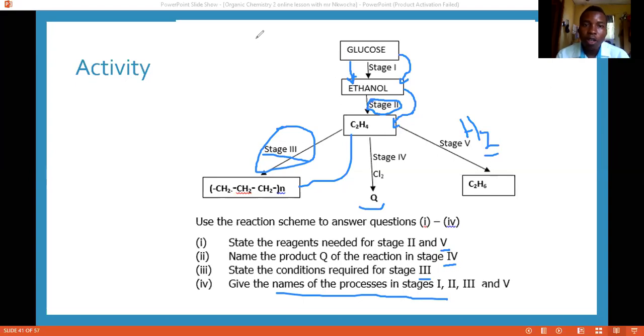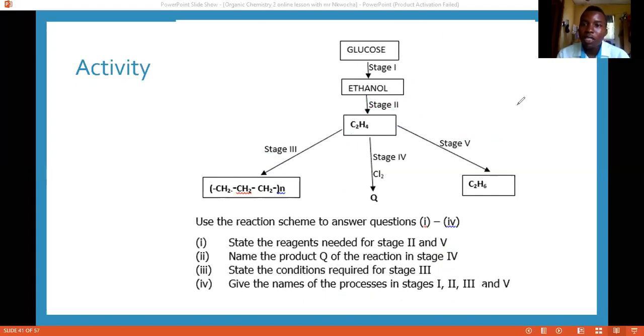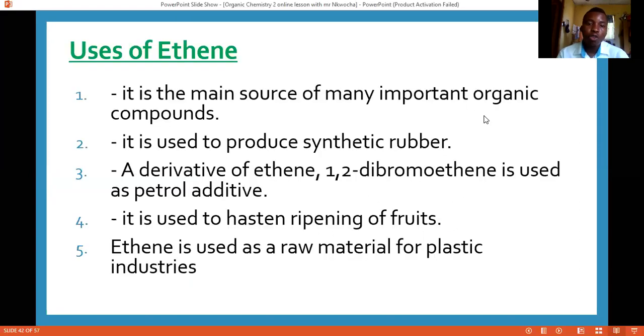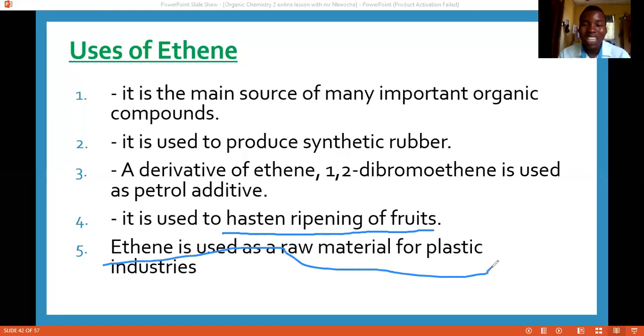Ladies and gentlemen, we have exhausted the time for today's session, and I hope you have learned some new things you can talk about. I'm not coming back to talk about alkenes anymore, but don't forget, ethene is used in the ripening of fruit, and it is also a raw material for the plastic industry. That is actually WAEC number 1 question of 2019.